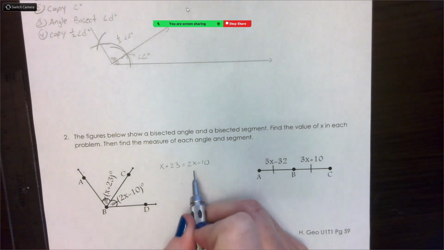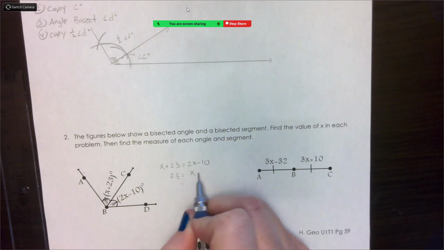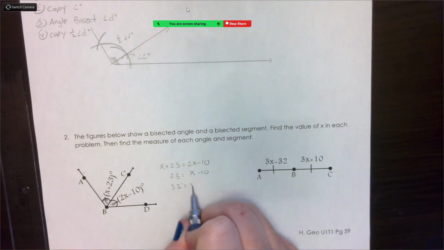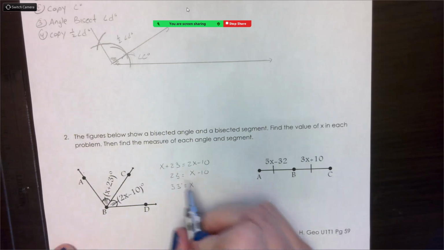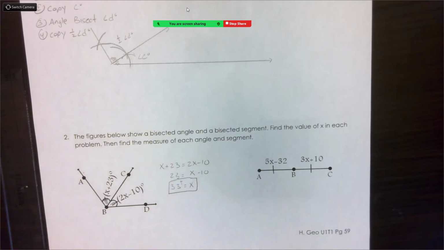I'm going to subtract x and then add 10. So I know x is 33 degrees, but we're also asked to find the angle measurement. So I'm going to plug x into either one of those angles, and I'm going to use x plus 23. It's a little bit easier to work with. 33 plus 23 gives us 56 degrees there.